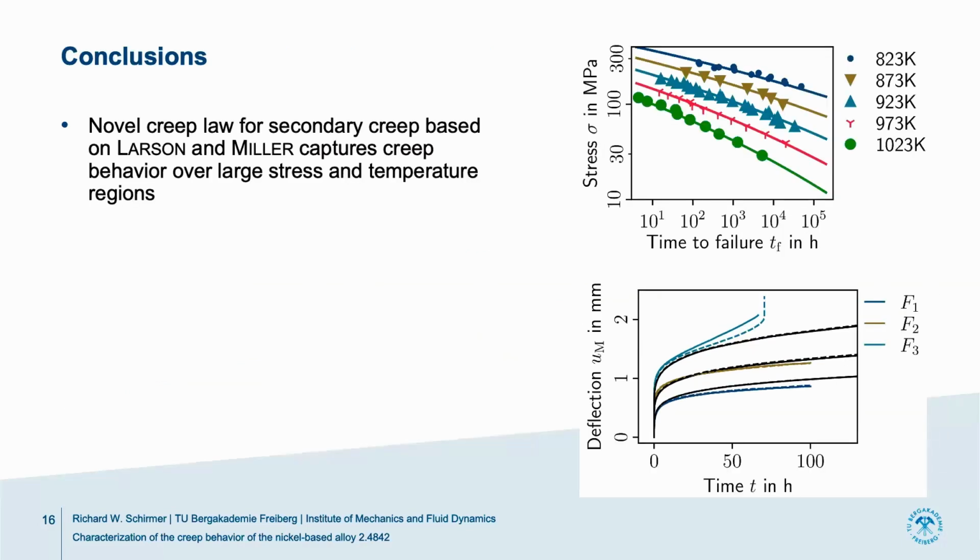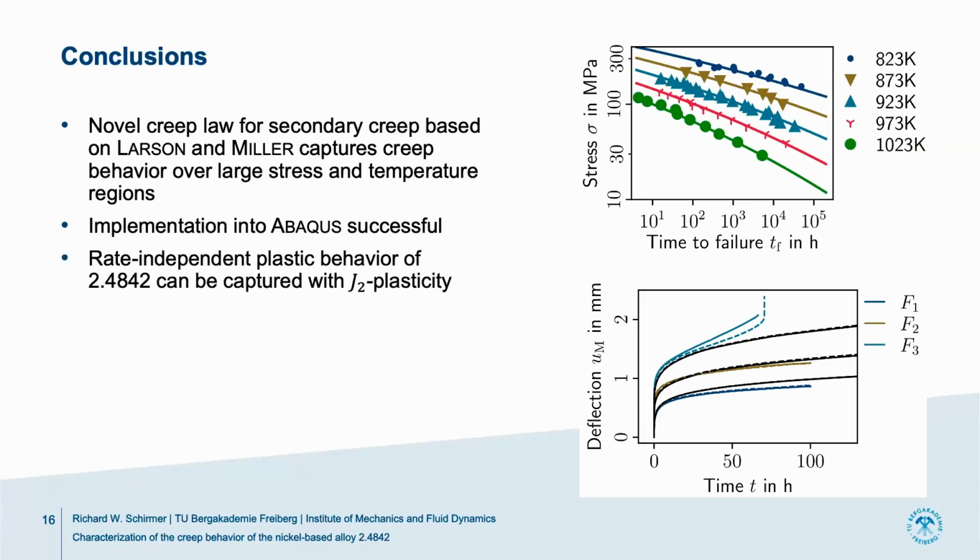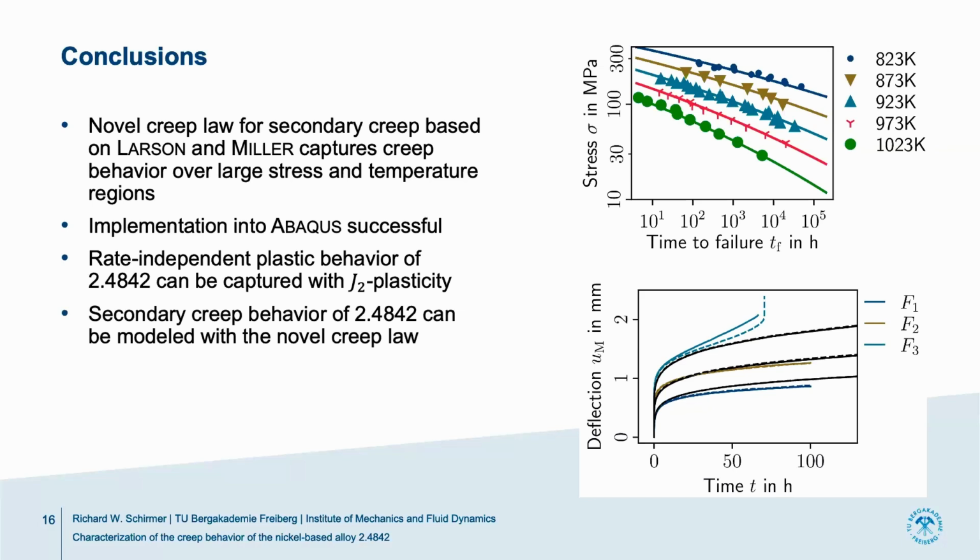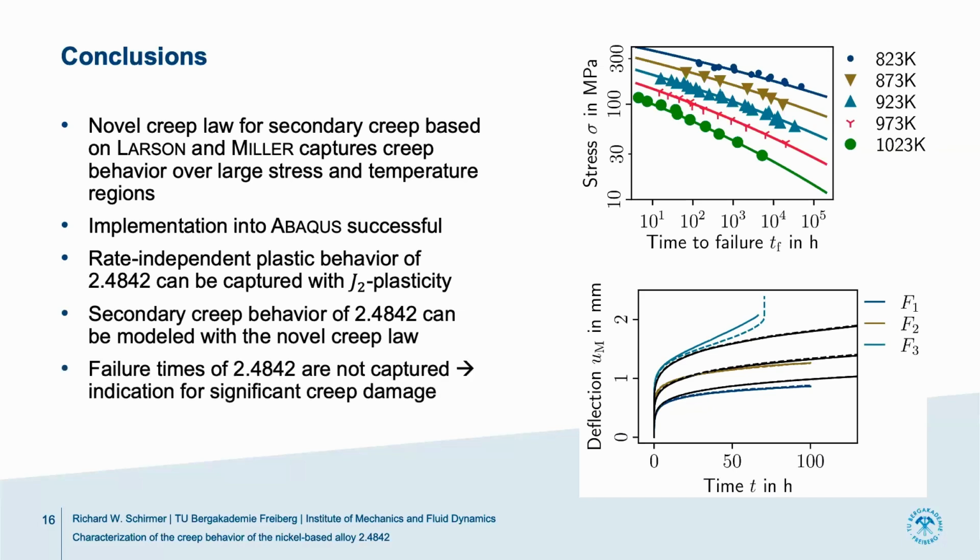Which brings me to my conclusions. I presented a novel creep law for secondary creep that is based on a time temperature parameter and a master curve concept. And it captures the creep behavior over large stress and large temperature ranges. The implementation into simulation software is robust and successful. Rate-independent plastic behavior can be captured with the J2 plasticity model, and secondary creep can be modeled as well. However, failure times are currently not captured by the model, so this might be an indication for significant creep damage, which we are currently working on, as well as some validation tests using standard tensile specimen.